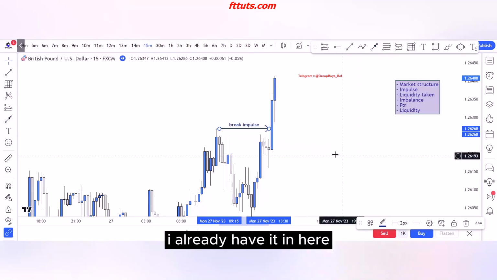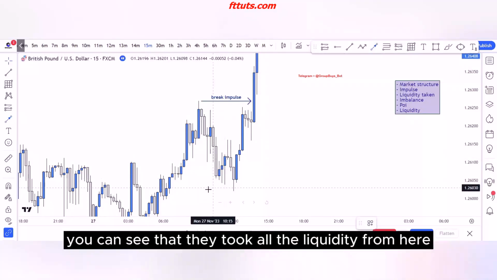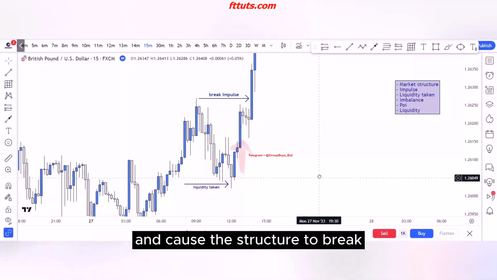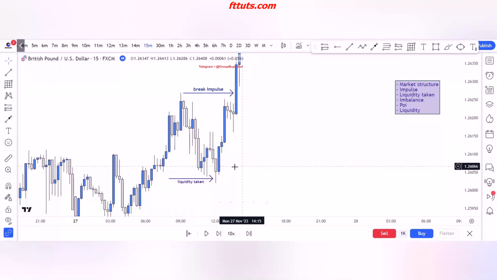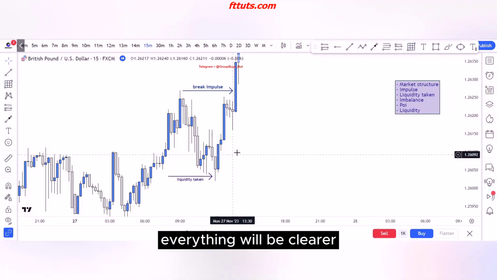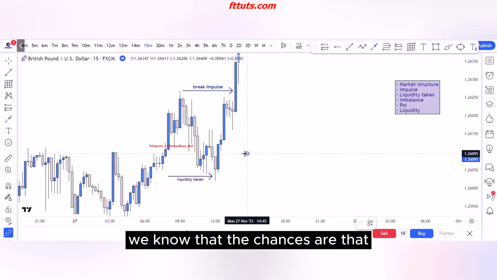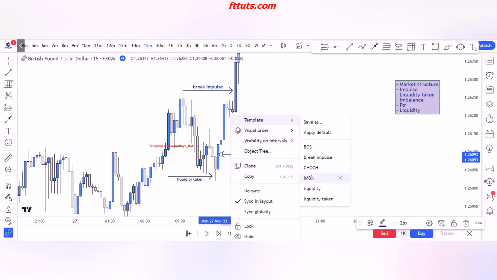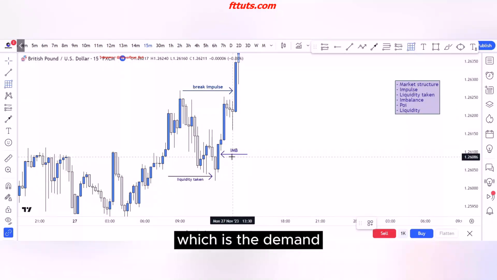I already have it in here, break impulse, and now the next thing is liquidity taken. You can see that they took all the liquidity from here and just went up very quickly and caused the structure to break. I told you that everything connects to everything. Once you understand the concept of trading, everything will be clearer. The next thing is the imbalance. We will mark it like this. We know that the chances are that the institution will return to fill in this gap that was created here. And after that, of course, mark our POI, which is the demand.